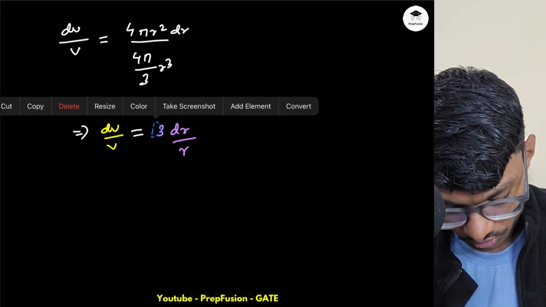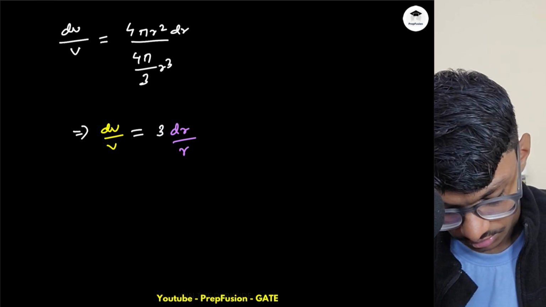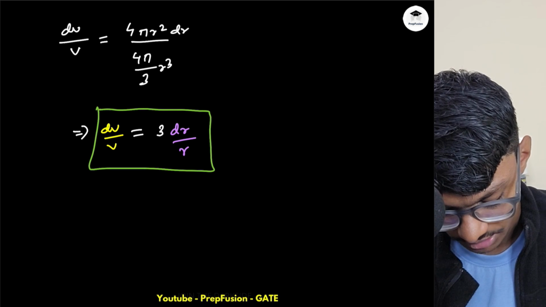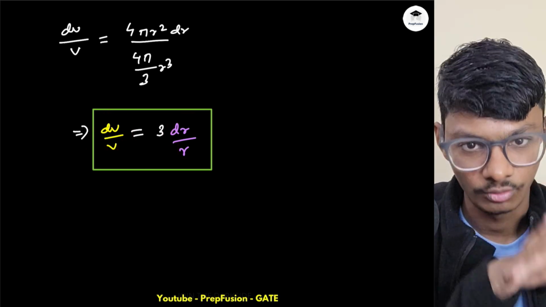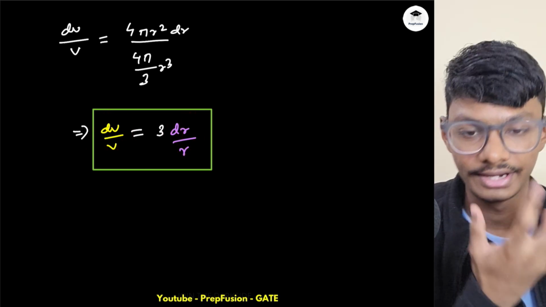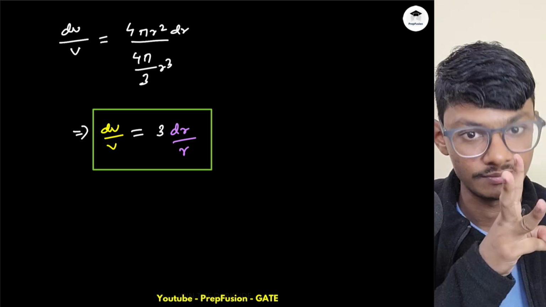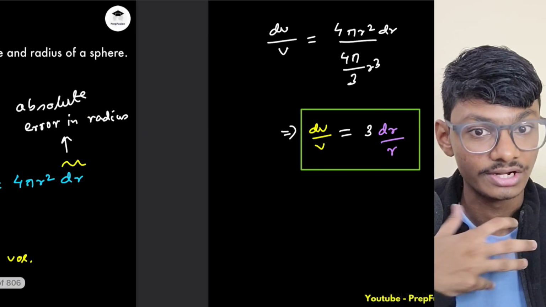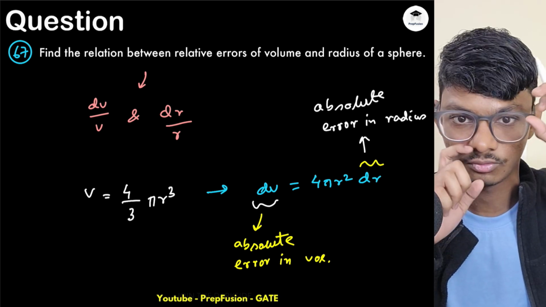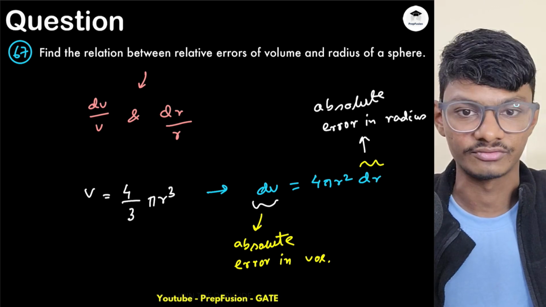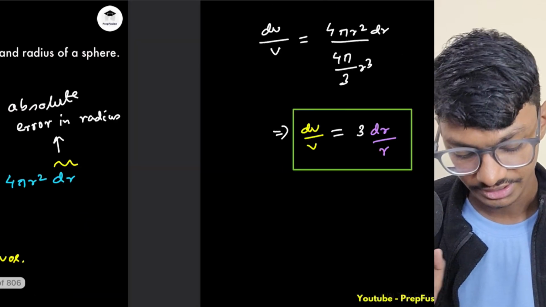So this will be the relation between the relative errors of the two quantities. If the radius has a relative error of 1 unit, then the relative error of volume will be 3 times that of radius. Very important: the relative error of volume will be greater because it is expanding in all directions. Radius is only expanding in one direction, so its relative error is smaller. Volume is expanding in all directions, so that error gets multiplied. We have solved this question.